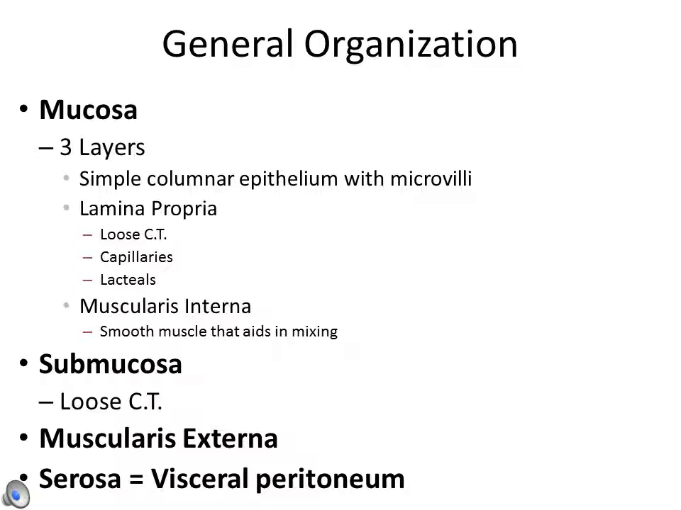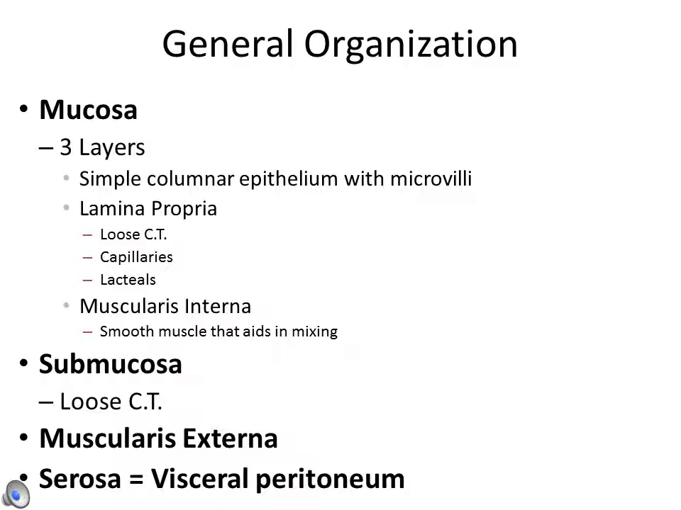The second layer or middle layer is called the lamina propria. This is composed of loose connective tissue, capillaries, and lacteals. Lacteals are a form of lymph vessel. The third layer is the muscularis interna. This is composed of smooth muscle that aids in the mixing of the intestinal contents.